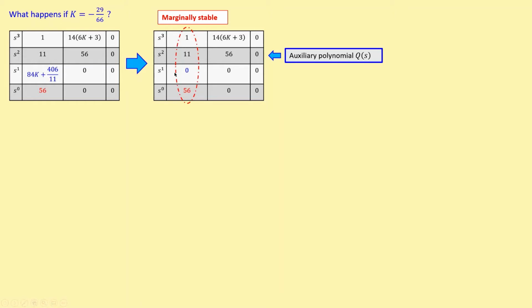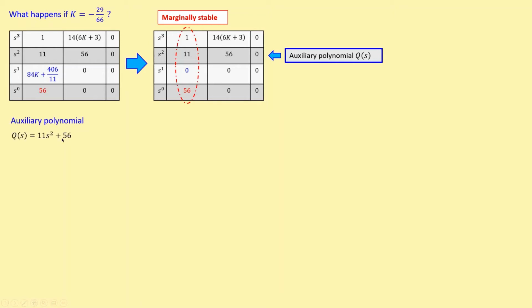For that, you take the row above the element where there is a 0. So you look at the row where there is s squared. Now you develop your auxiliary polynomial, Q(s) in this case. It is most times called P(s), but P(s) is already used in our example, so let's use another letter. So Q(s), and Q(s) is developed as follows: Q(s) is 11s squared plus 56 s to the power 0, which is just 56. So this is the auxiliary polynomial.